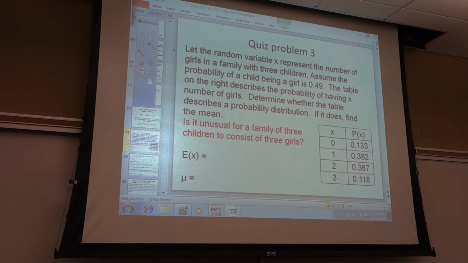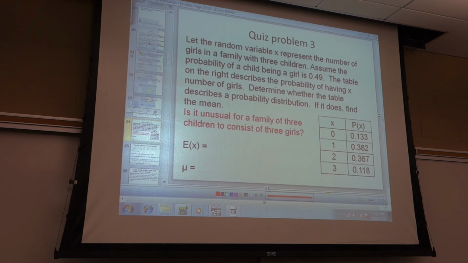So quiz problem 3. Next time you folks come in, if you miss class, you'll go right over there and grab that, right? Before class starts, before you're working on your quizzes. Or at the very least, you'll ask me like other people did, and they grabbed them.